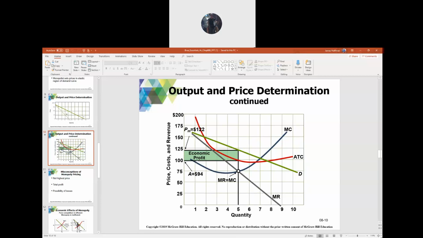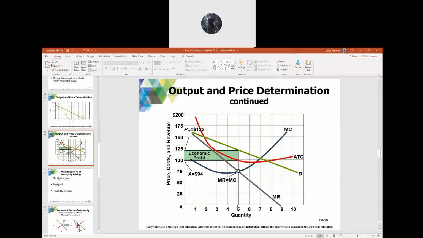So see, here's the blue MC curve. Here's the gray MR curve. There's where they cross. So when they cross, that's when we're going to choose our quantity, which is 5.